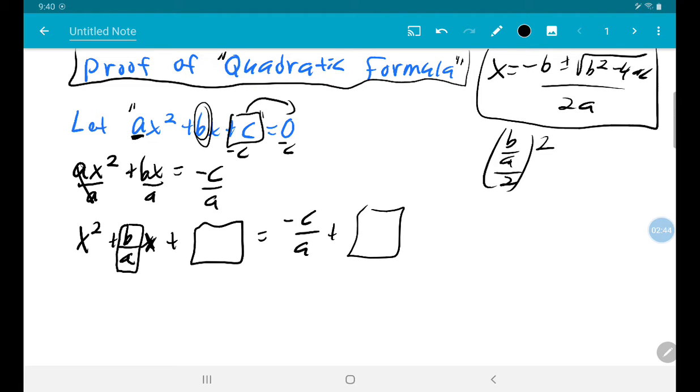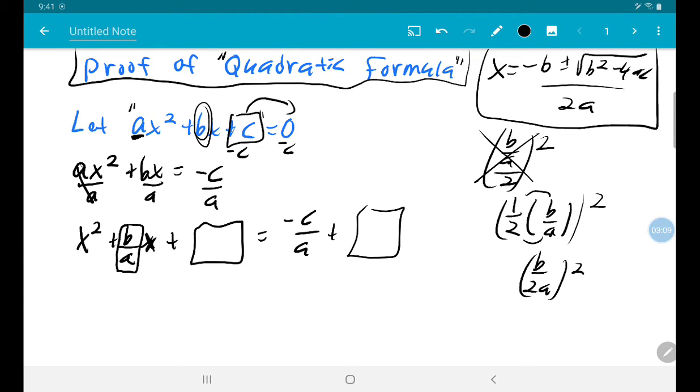Now, if this seems a little messy for you here, rather than saying taking b over a and dividing it by 2, that's the same as taking half of b over a and squaring it. So when I take half of b over a, you multiply the numerators, multiply the denominators, I get b over 2a squared, which is b squared over 4a squared. So that's what I'm going to add to both sides.